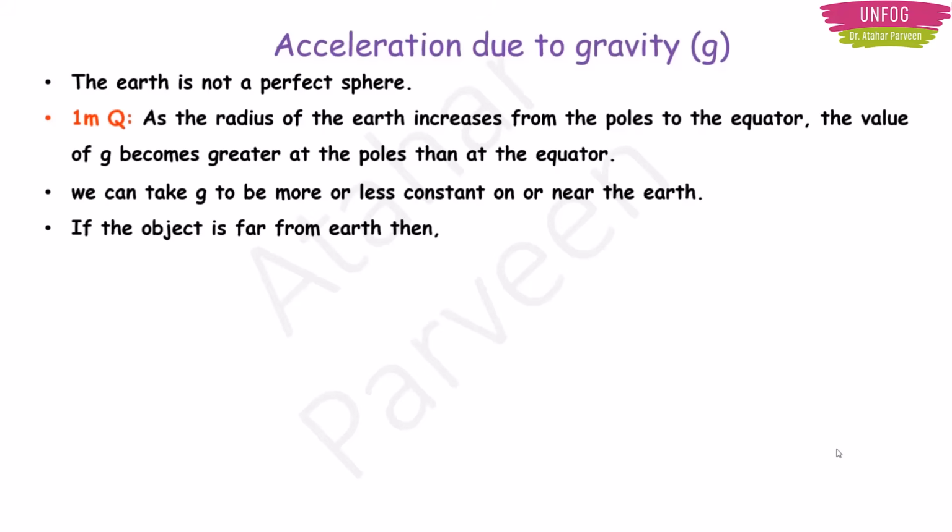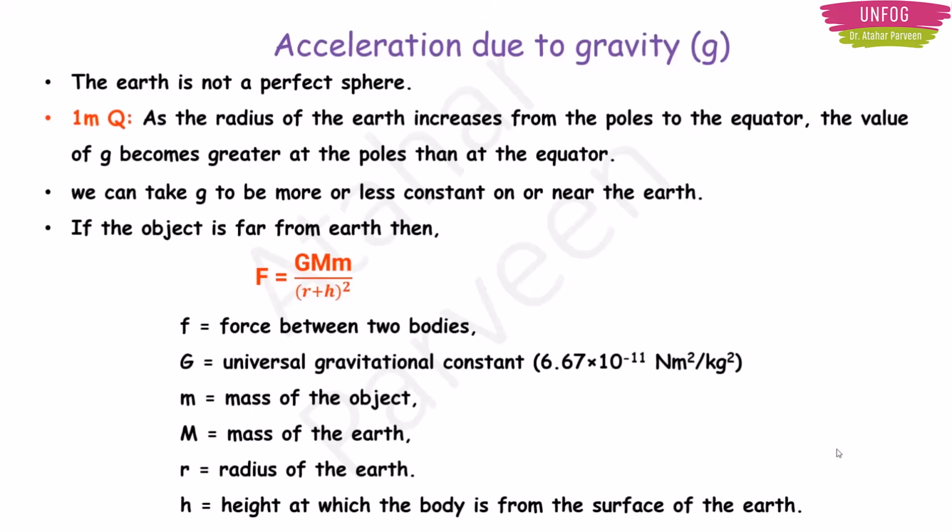Now this g is more or less constant near the earth. But if the object is far from the earth, then F becomes G into M m upon r plus h whole square. In the denominator, in place of r square, you write r plus h whole square. This h is the distance between earth and that object, okay? Here the terms have their usual meanings. The F is the force between the two bodies. Here we are considering that one body is the earth, for which we are mentioning capital M, the mass of the earth. G is gravitational constant, R is the radius of the earth, and H is the height at which the body is from the surface of the earth. Okay, just remember this.